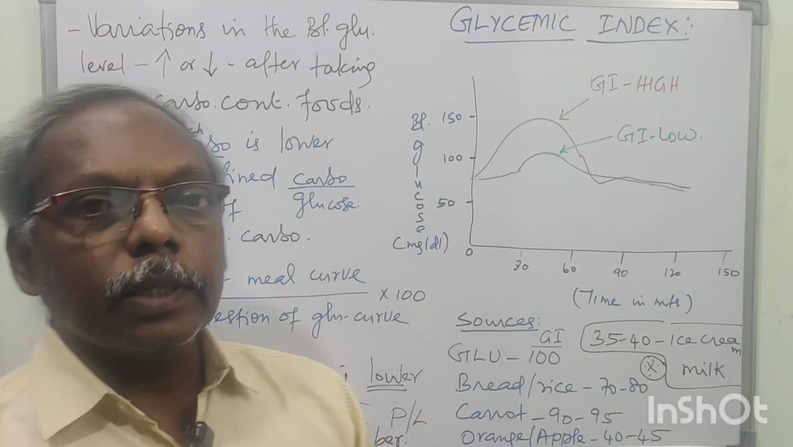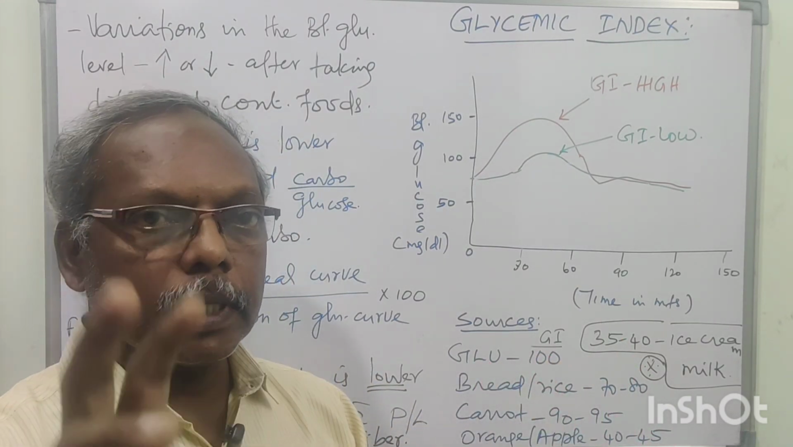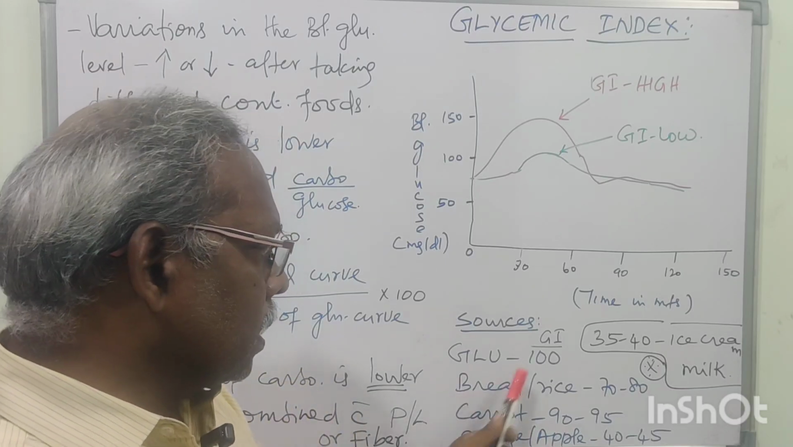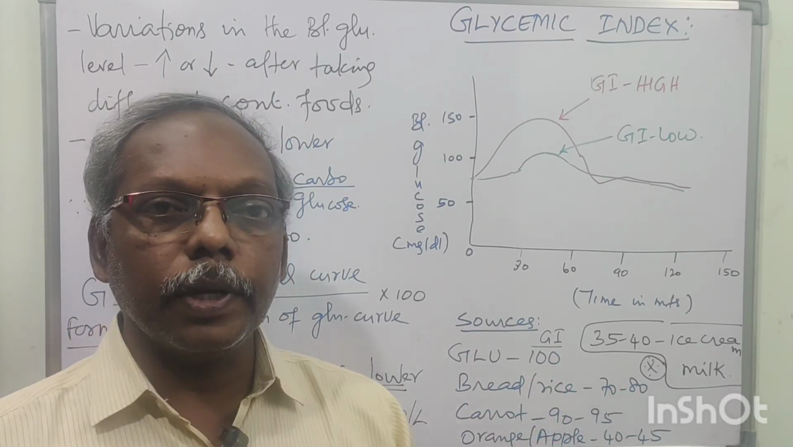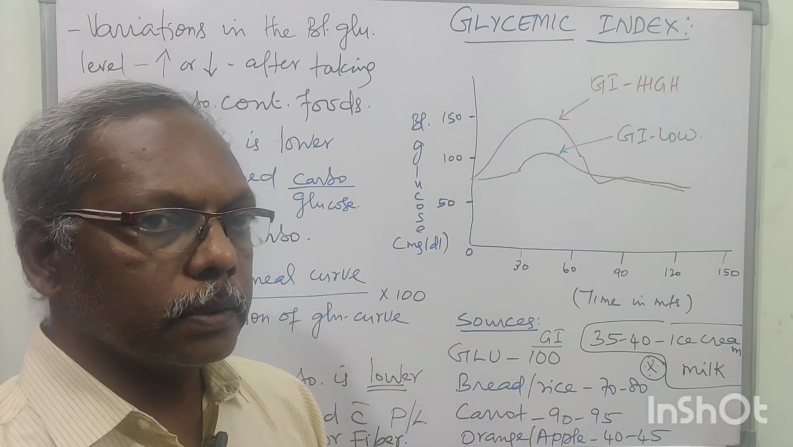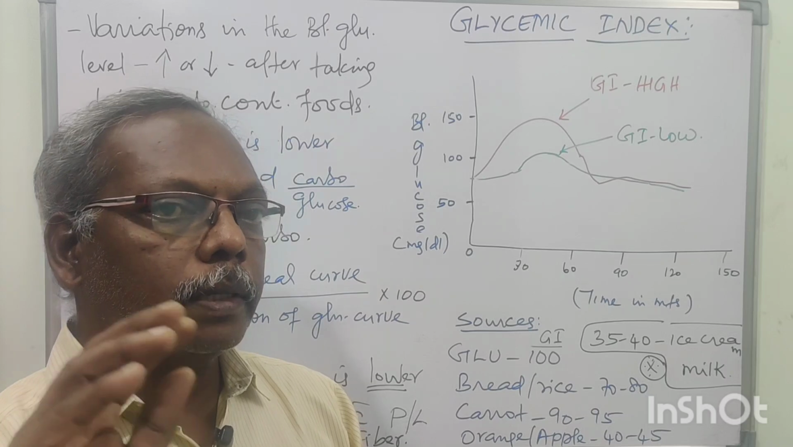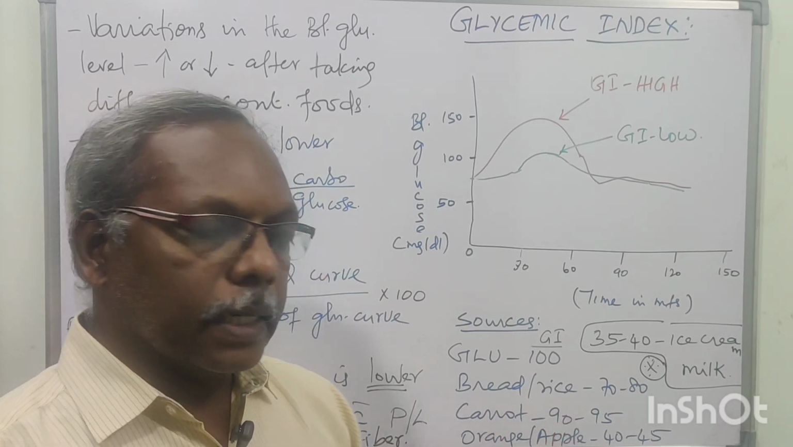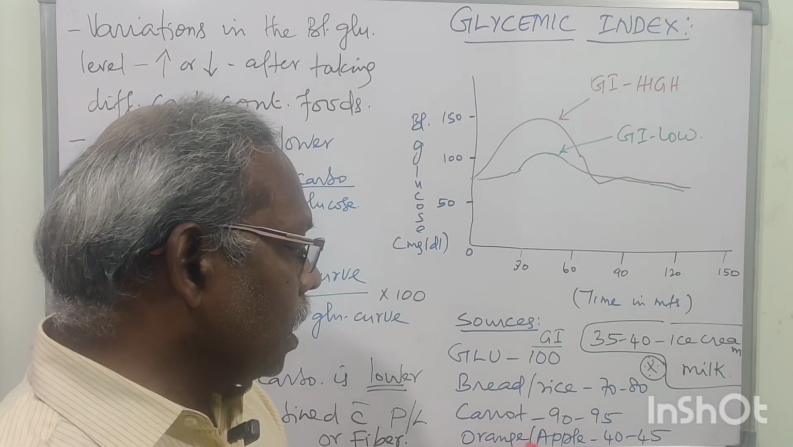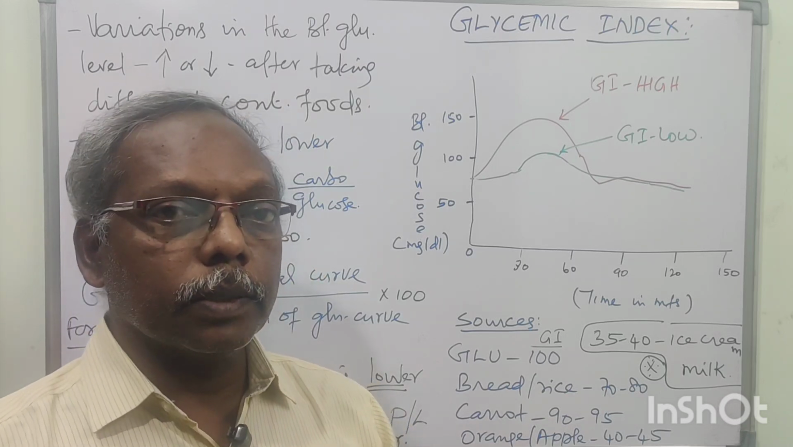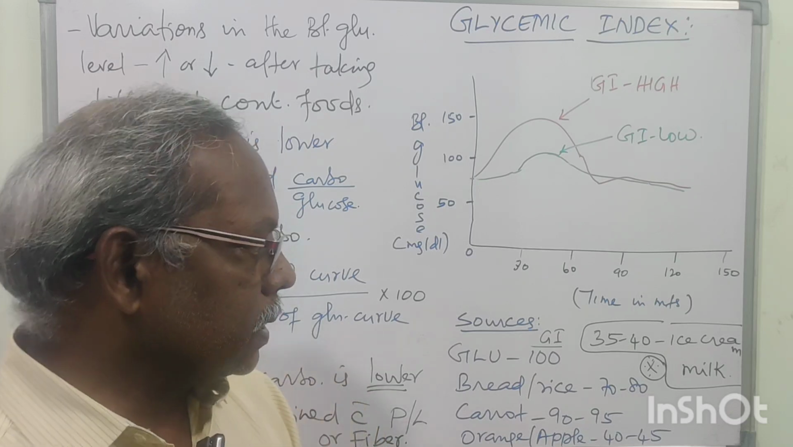They give some examples for glycemic index. Glucose is fixed at 100 out of 100. Then bread and rice are 70 to 80, just 20 different from glucose, that means 80%. Carrot contains 90 to 95% of glucose. Orange and apple, fruits you take daily, have 40 to 50% of the glycemic index.